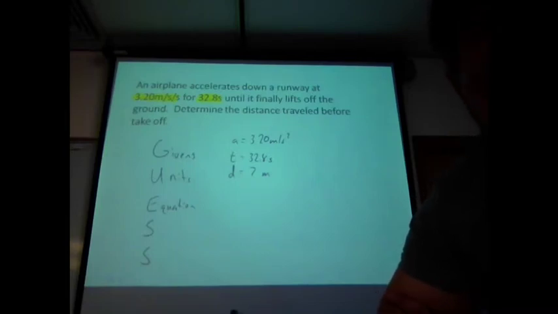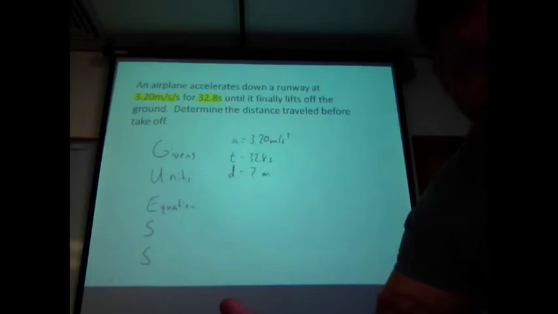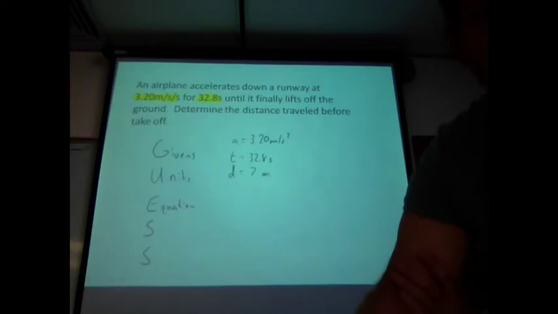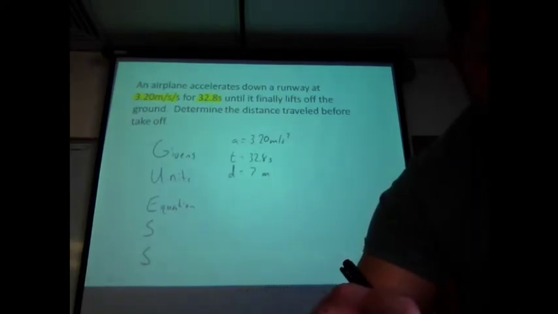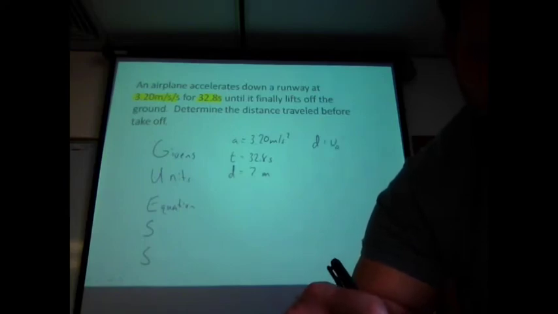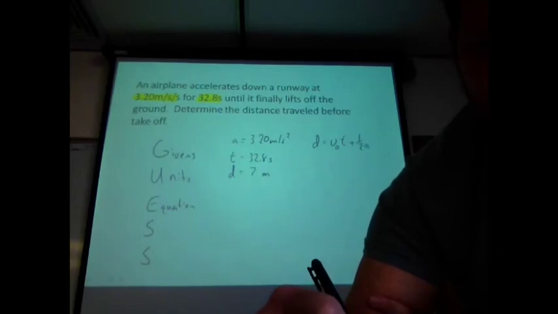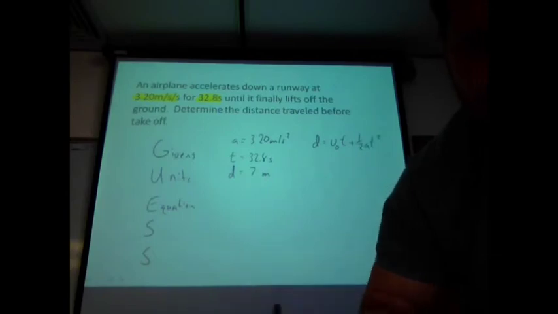Now, we're going to look to see what equation we need for that, and we're going to go to our kinematic equations. When I look at that, the only equation that really fits this is going to be D equals V sub naught T plus 1/2 A T squared.